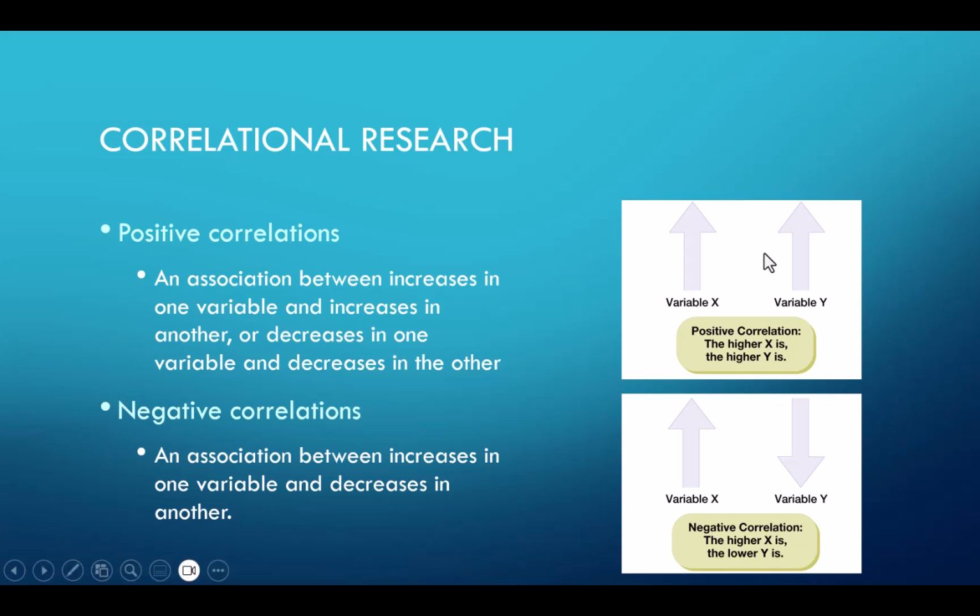An example of a negative correlation might be as the number of hours spent on social media increases, so that's variable X, social media time, exam grades decrease. So as social media time increases, exam grades decrease. So they're moving in opposite directions.